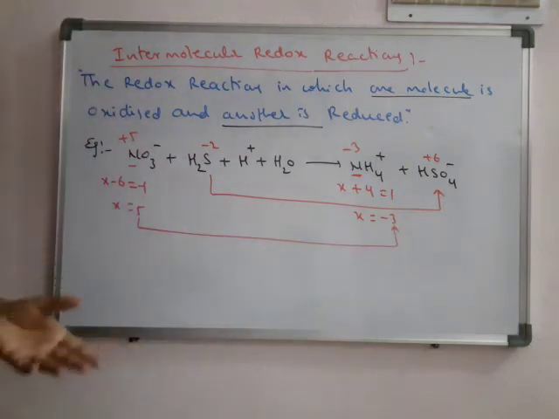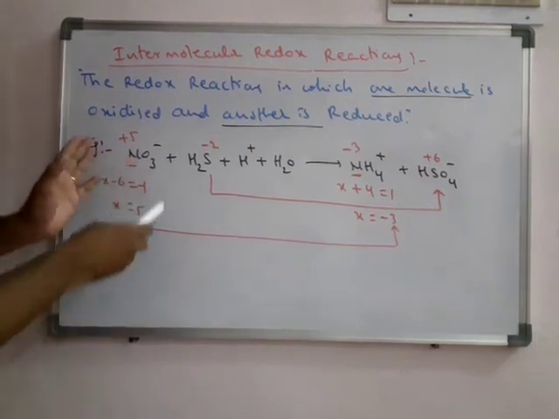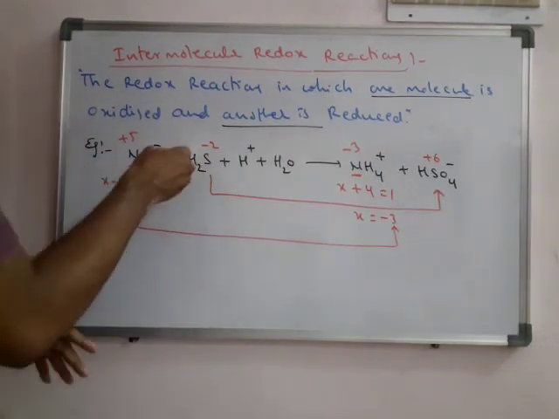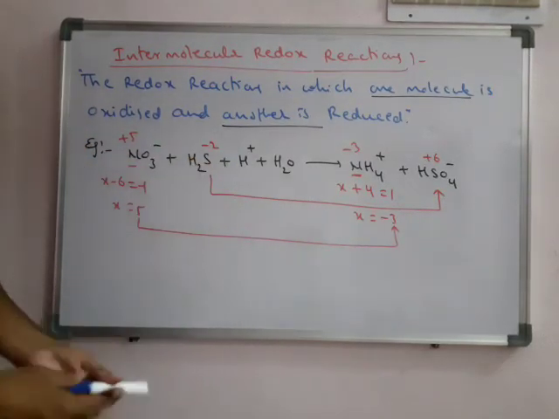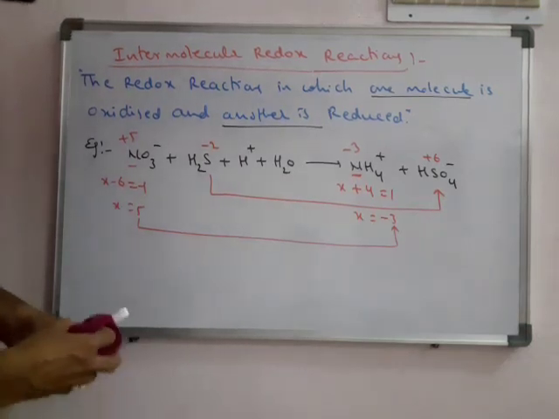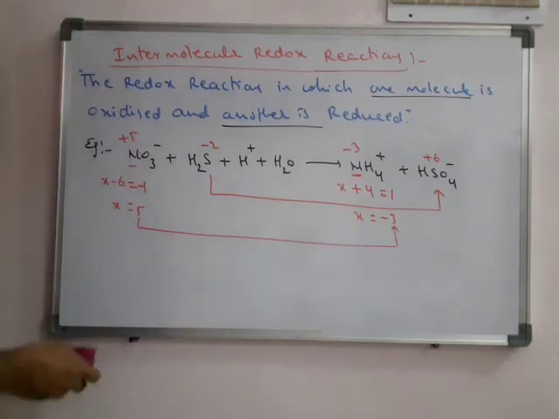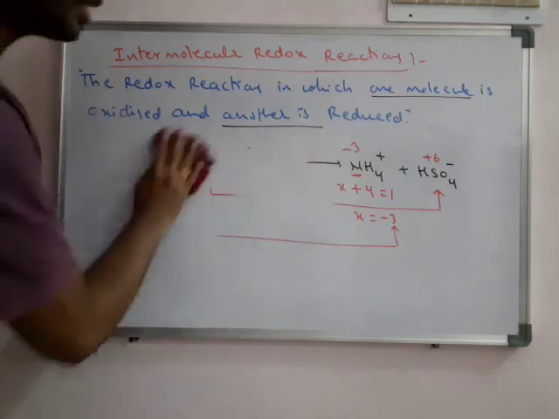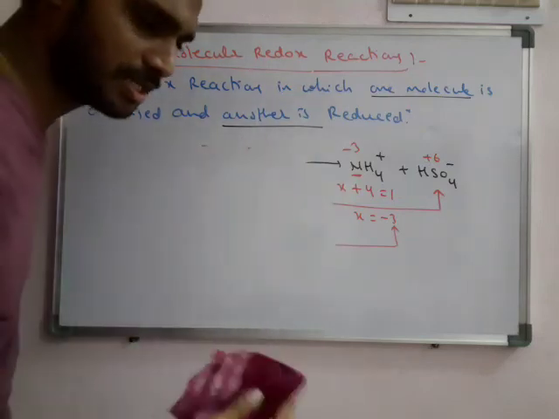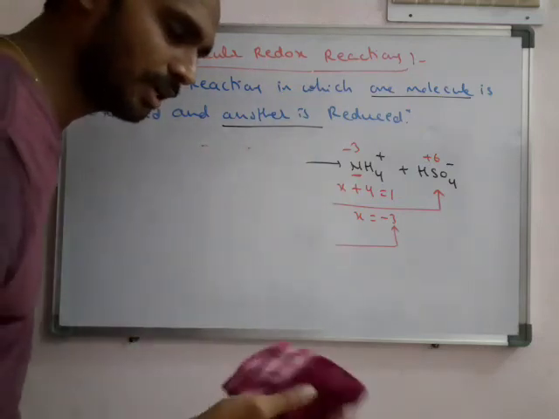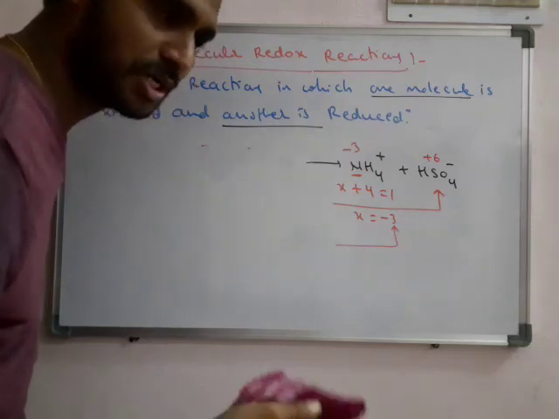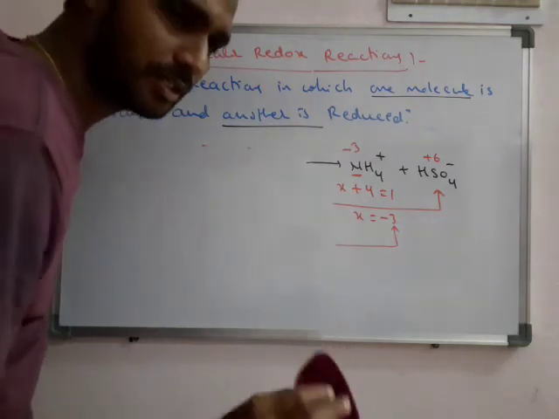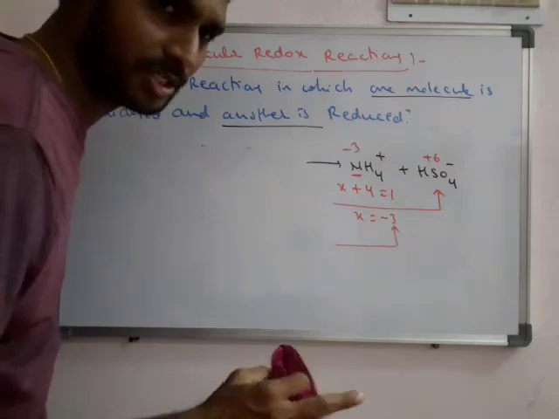But this is a total reaction. Nitrogen belongs to one molecule, and sulfur belongs to another molecule. Two molecules are involved. Simple. That is called an intermolecular redox reaction. Disproportionation, comproportionation, decomposition or displacement, it is not the matter. That is a totally separate classification.